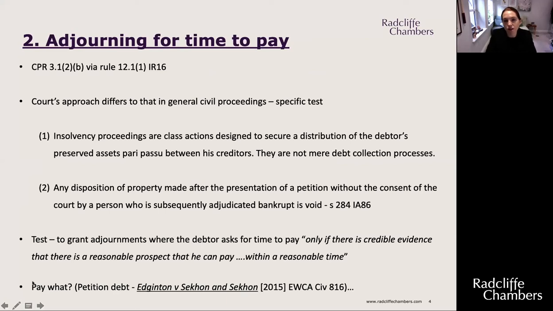So what is the procedural basis upon which an adjournment application should be made and the adjournment ordered? So the procedural rule is 3.1(2)(b) of the CPR. That's imported into insolvency proceedings by virtue of rule 12.1. And the court's approach to adjournment applications, specifically in bankruptcy proceedings, is different to the usual considerations that we'd see in general civil proceedings. And a specific test has been evolved in light of the very nature of bankruptcy proceedings.